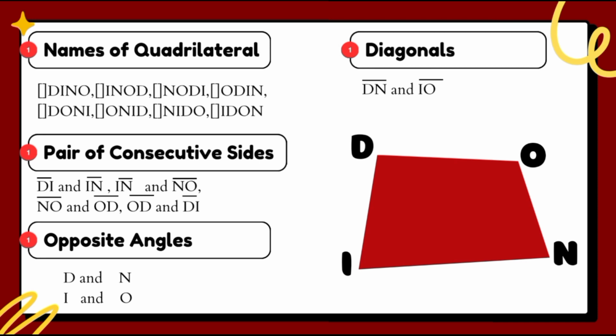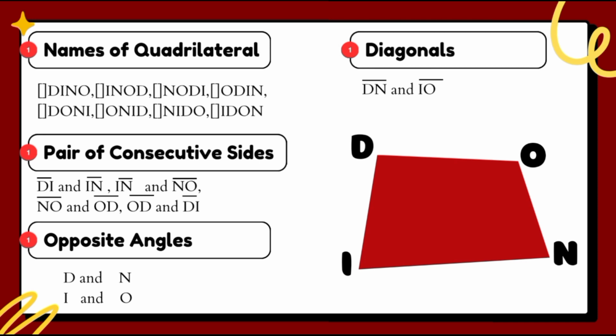The next one is we have the pair of consecutive sides. Okay, so when we say consecutive sides, means is magkatabi lang sila. So we have here the example side DI and side IN, side IN and NO, side NO and OD, and side OD and DI. So those are the examples of the pair of consecutive sides.